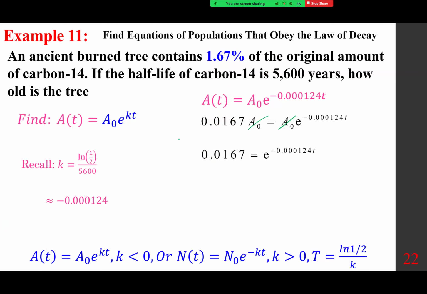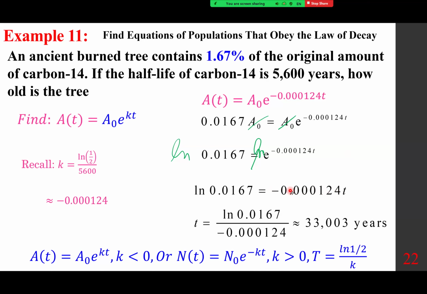And now you take the natural log. The reason we take the natural log is because the base is e here. So the left side is the left side, the right side becomes its exponent only. So you divide both sides by this number. That's your answer. You put it into a calculator. 33,003 years, that's a lot. So it's 1.67% left. It takes that long for most of it to decay. We have only 1.67% left.